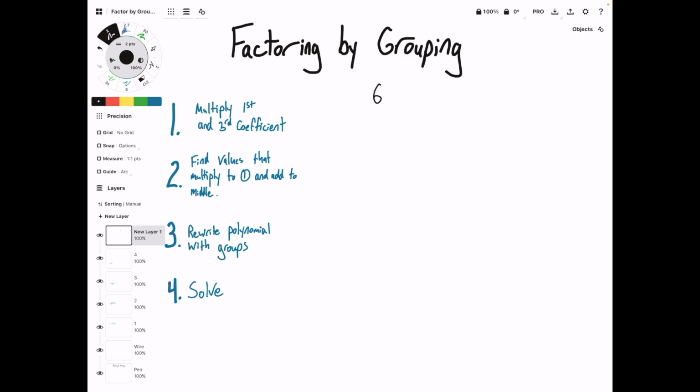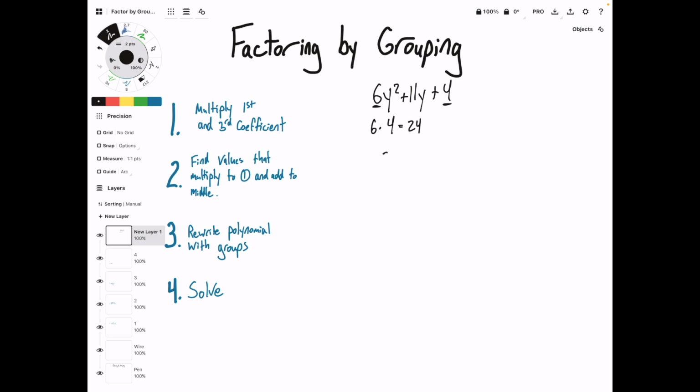Now that we have the general steps laid out, we're going to run through a few more problems. So let's say we have 6y squared plus 11y plus 4. How are we going to solve this? So first, we're going to start with step 1. We're going to do 6 times 4, since this is the first coefficient and this is the third one. It's going to be 24.